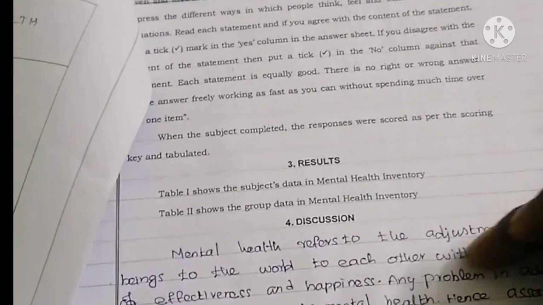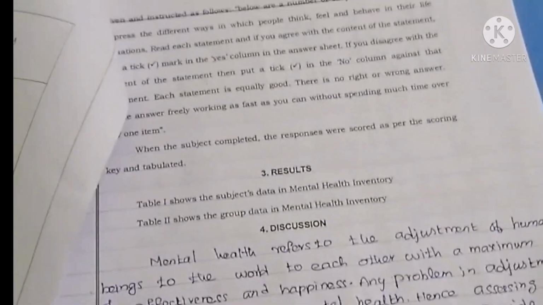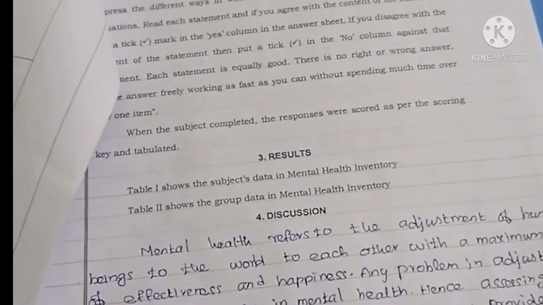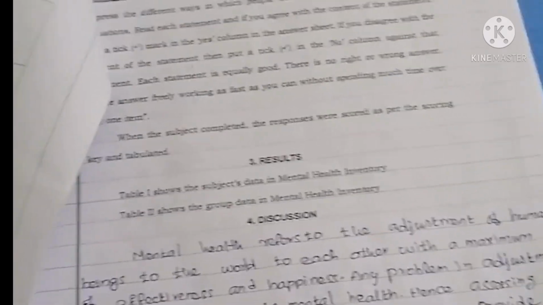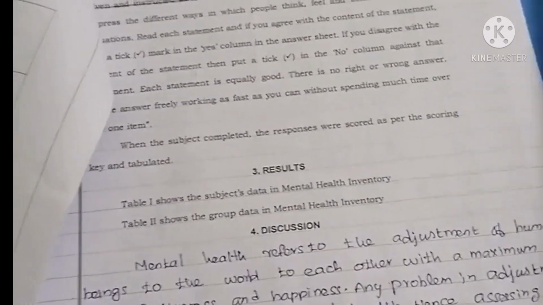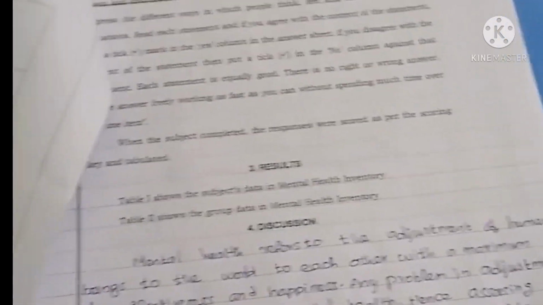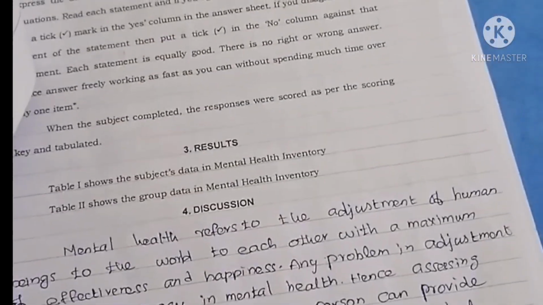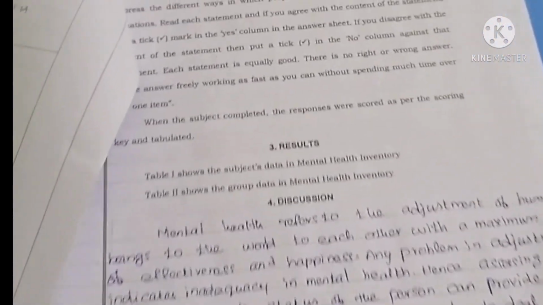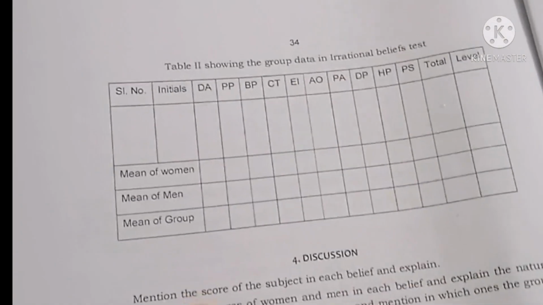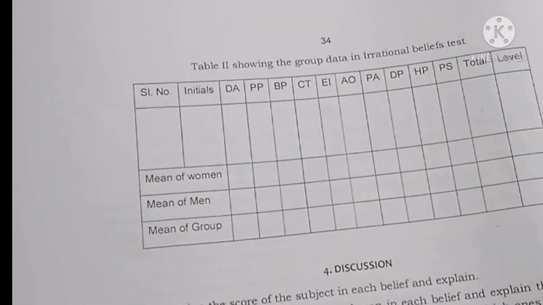While writing the discussion, you should remember what is asked in this inventory. In each inventory, the experiment asks the discussion part to answer certain questions. For example, in the mental health inventory, the discussion part mentions the score of the subject.